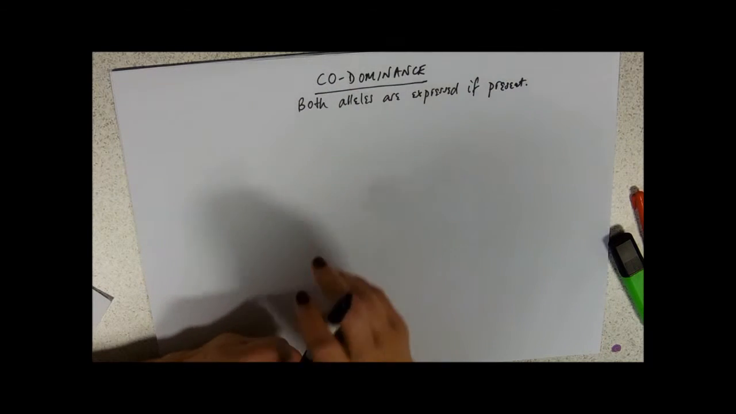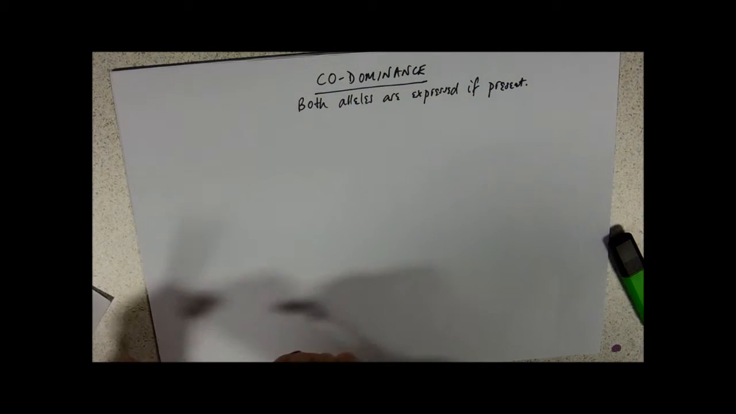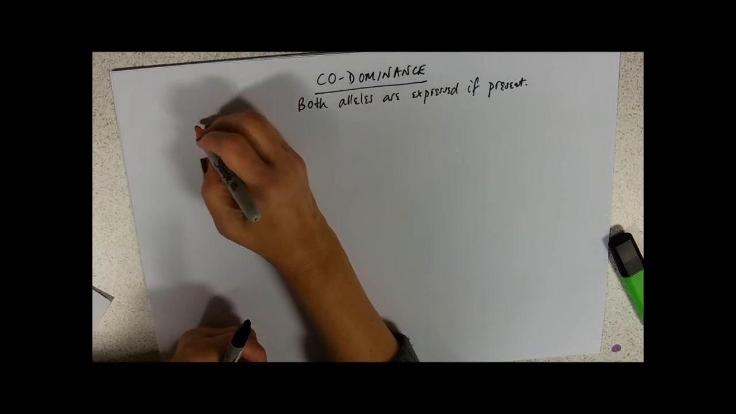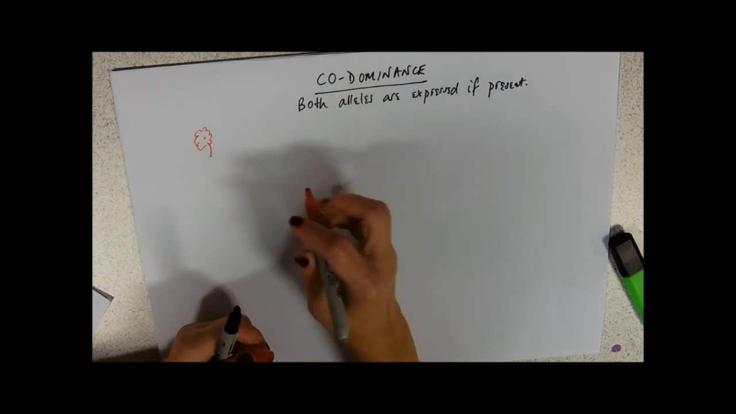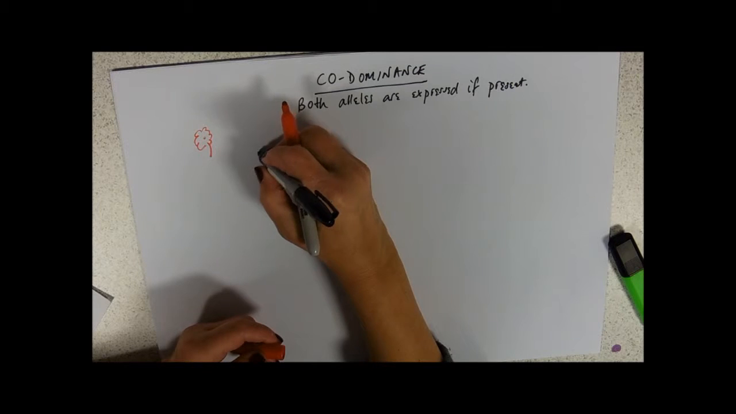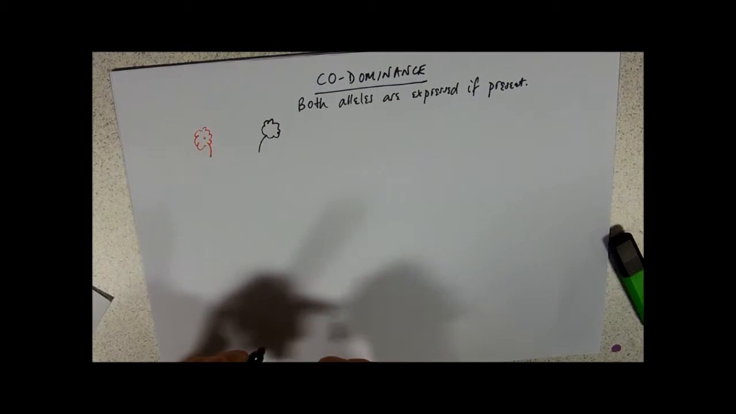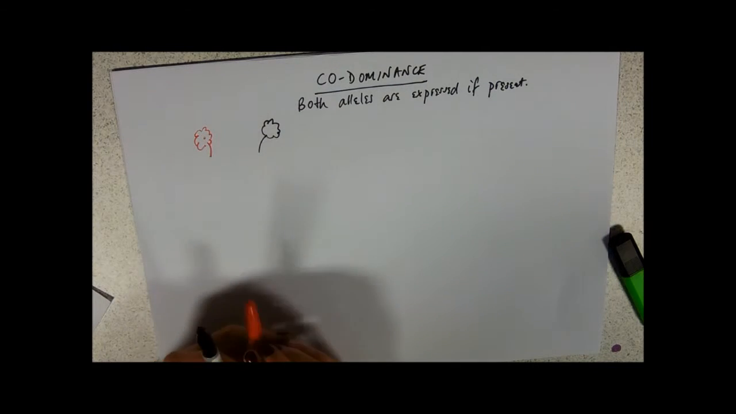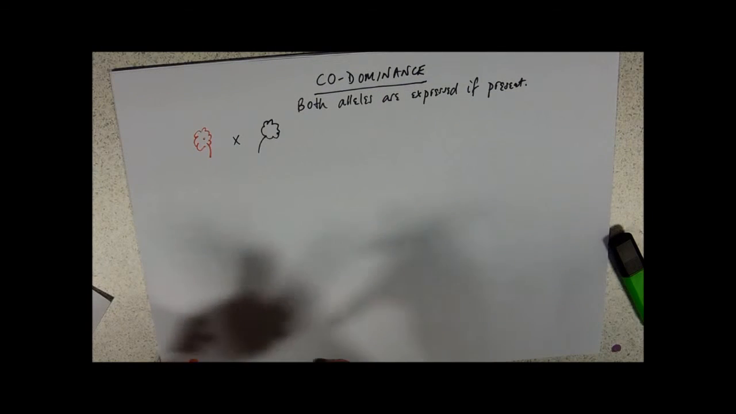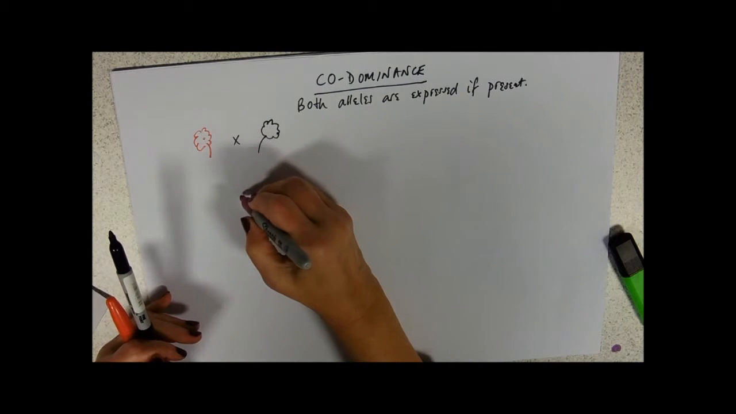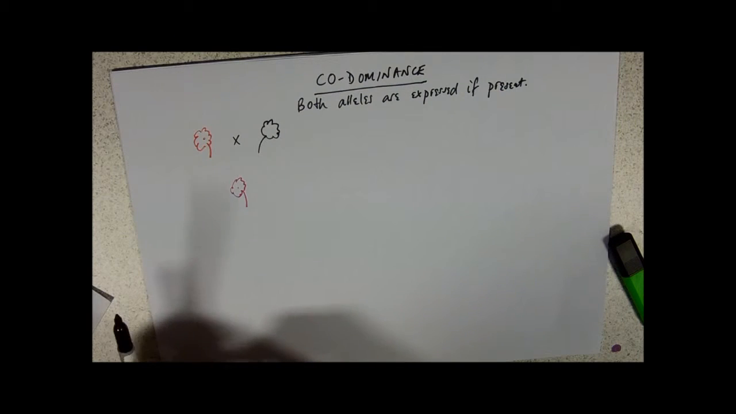So if you imagine you've got a plant with a red flower, and this particularly applies to snapdragons actually, but I can't draw snapdragons, so I'm not even going to try. So we've got a red flowered plant, and then we've got one with white flowers. And if we cross them together, what we find is that we get pink flowers. So that's almost an intermediate blending sort of inheritance.